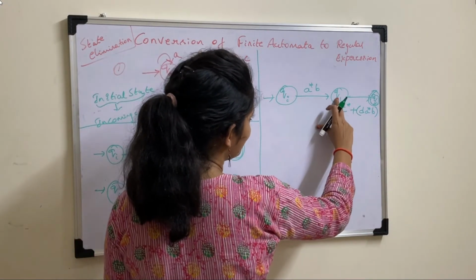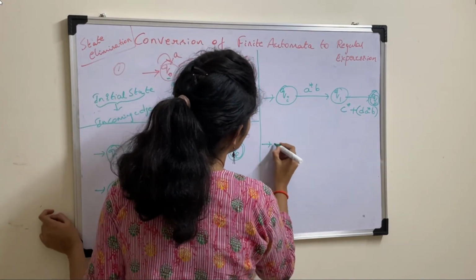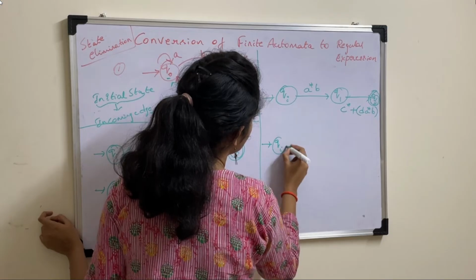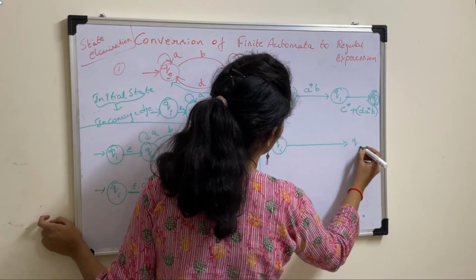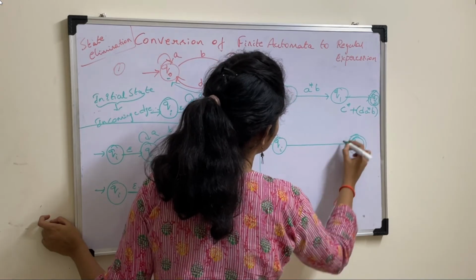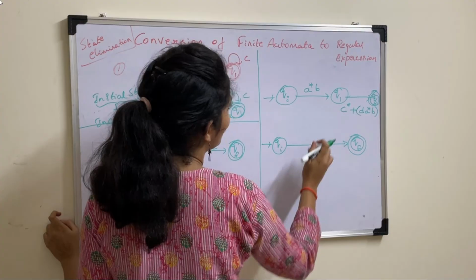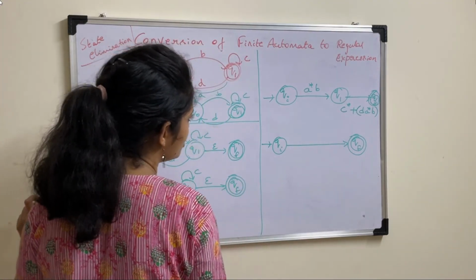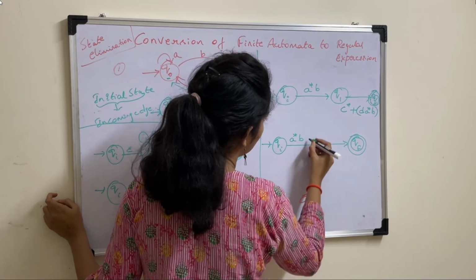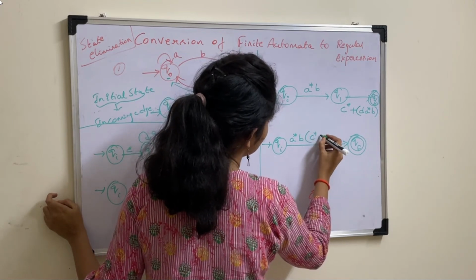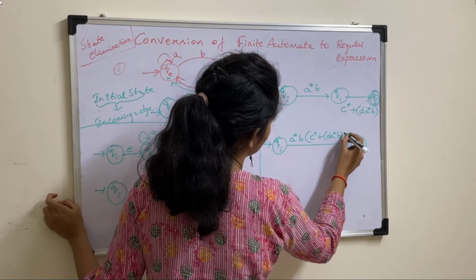Okay. Now I want to eliminate this state Q1. So that can be written as Qi. Create one path from the initial state to the final state, and here this notation is nothing but multiplication or concatenation. So write it as A star B, C star plus D A star B.